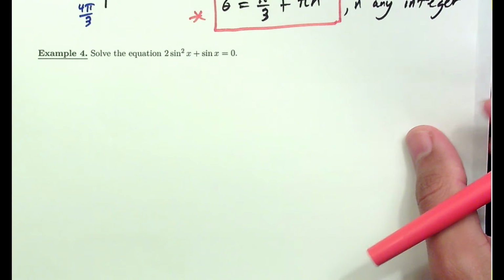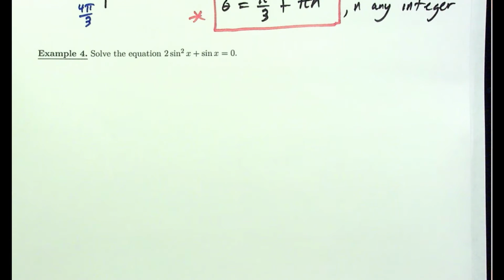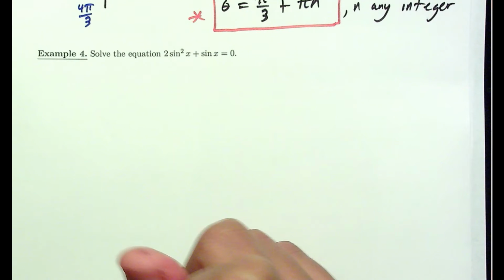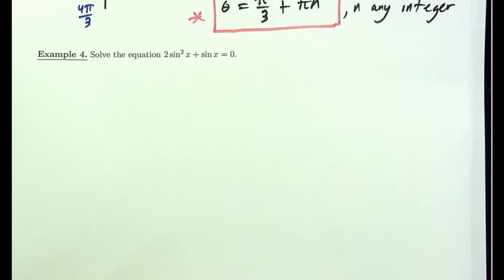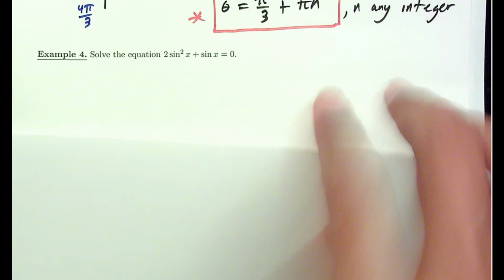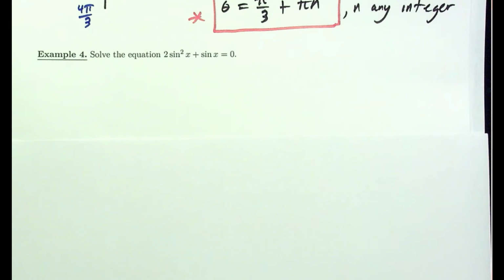Okay, let's take a look at this one. It says 2 sine squared x plus sine of x equals 0. Now this is getting more interesting. Now you have more than one sine. You have sine squared and sine. But then this type of equation, you solve it just like you would with the same methods or techniques that you would use to solve equations in college algebra.